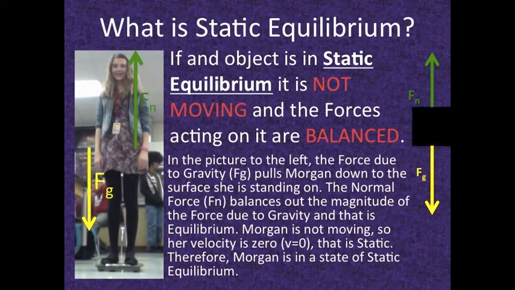What is static equilibrium? If an object is in static equilibrium, then it is not moving and the forces acting on it are balanced. In this picture, you can see Morgan standing on a scale. The normal force and the force due to gravity are both balanced out by each other. That's equilibrium. Morgan is not moving and that is static. Therefore, Morgan is currently in a state of static equilibrium.